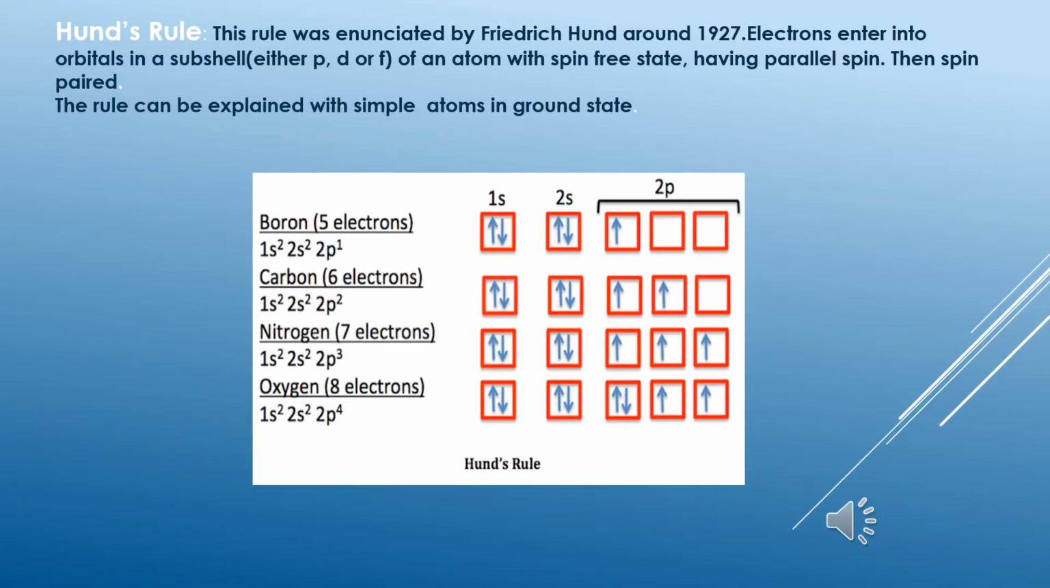In this rule, electrons enter into the orbitals of a subshell. They remain unpaired until all the orbitals have one electron each with parallel spin, and then they are spin paired. In the example of nitrogen, the p orbitals are all unpaired, having parallel spin.